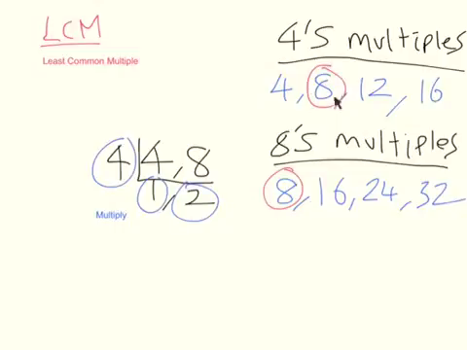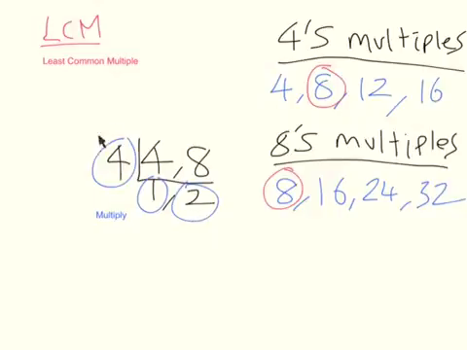4 times 2 is 8. 8 times 1 is 8. Now let's use the usual method to solve LCM. I've got the two specific numbers, 4 and 8, and so I got 4, 1, and 2 from 4 times 1 and 4 times 2. 4 times 1 is 4, and 4 times 2 is 8.